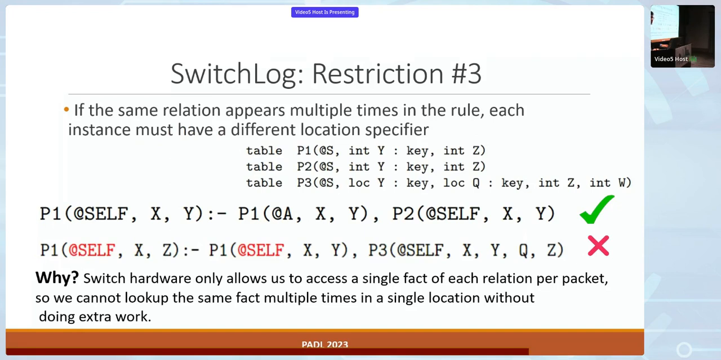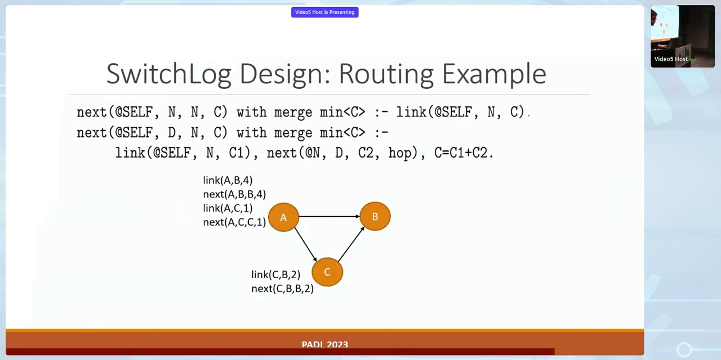The third restriction, this is a hardware restriction, is if the same relation appears multiple times, it must have a different location specifier. So for instance, here we have P1 at self and P1 at self appear twice. And this is an issue because switch hardware doesn't really let you look up the same table twice without recirculation. So if we had this, you'd have to perform recirculation every time you wanted to evaluate this rule, which is kind of what we're trying to avoid.